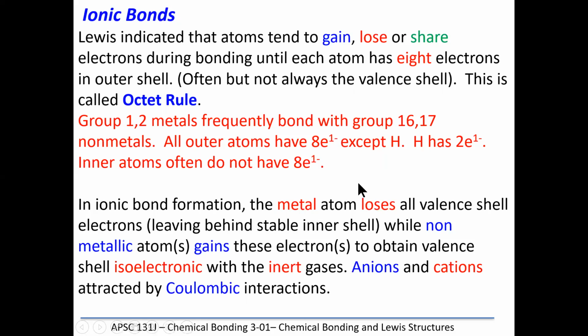So in an ionic bond formation, the metal typically loses electrons and the non-metal gains electrons. And they do this to become isoelectronic with the nearest noble gas, as we talked about earlier. We form anions and cations, oppositely charged ions that are held together by the attractive force between positive ions and negative ions. We call that type of interaction a Coulombic interaction.